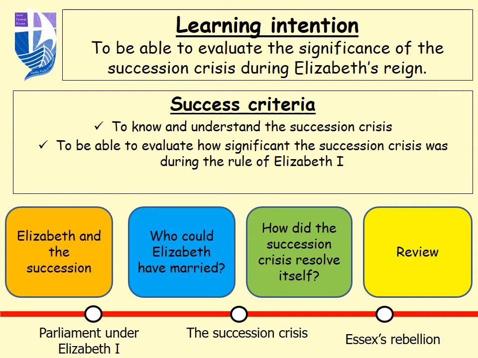So this shows us what we're going to do in this lesson. We're going to think about the significance of the succession crisis, understand it, think about its significance in terms of Elizabeth's power. And we're going to think, first of all, about who could Elizabeth have married.